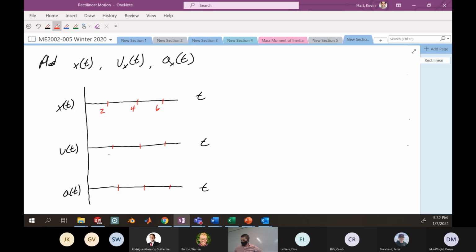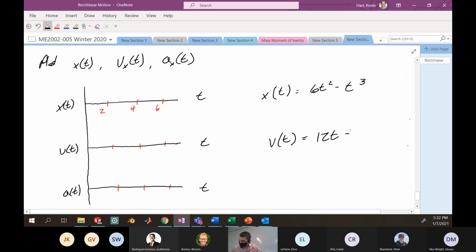All right, so let's plot some of these major guys. Start with position. And we'll remind ourselves what the position function is over here. This is 6t squared minus t cubed. My velocity is 12t minus 3t squared. And my acceleration is 12 minus 6t. All right, so let's go through and plot some of these values and see what we get.